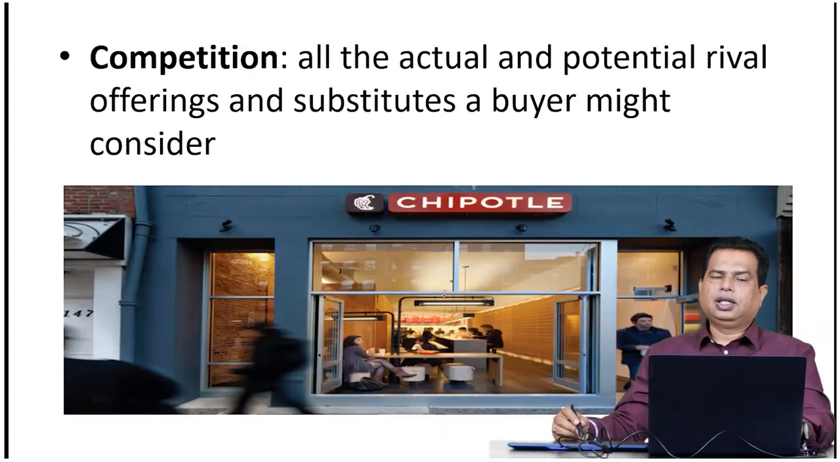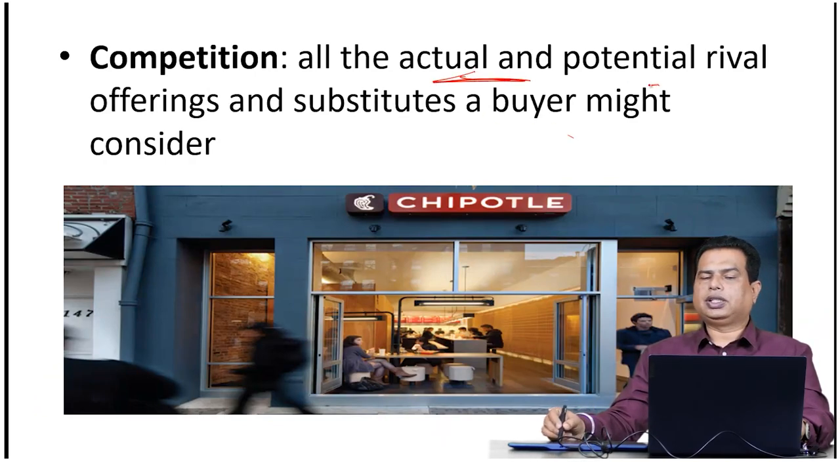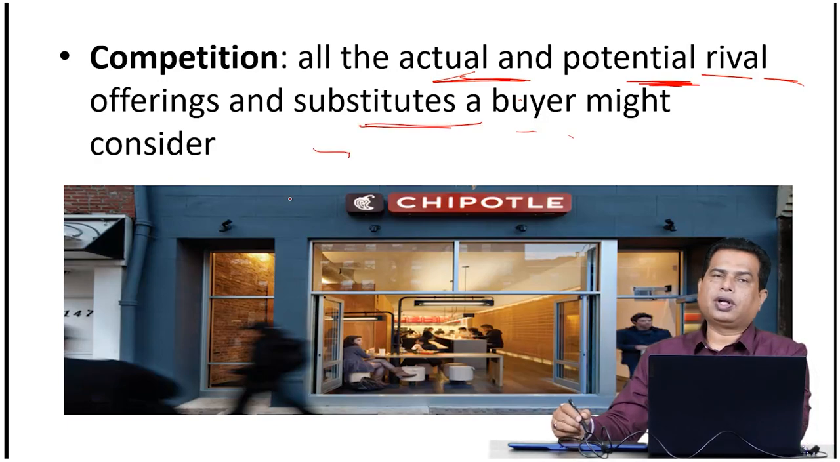And competition, although actual and potential rival offerings and substitutes a buyer might consider. So all those companies who are actually existing or who may exist in the future are competitors. They are providing the offerings and are rivals for the product of a marketer, and if it is also a substitute for a buyer, then that product becomes a competition for the marketer.